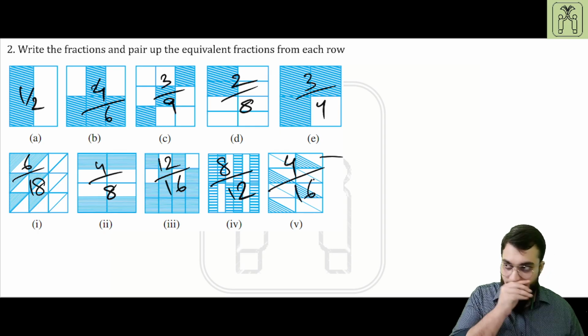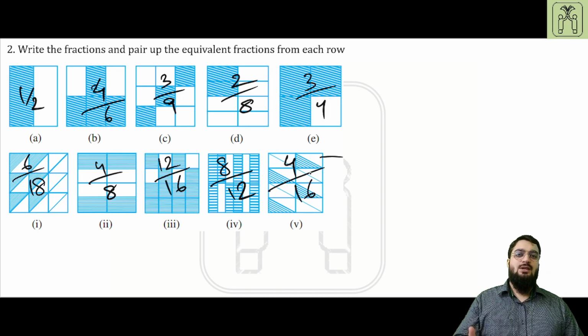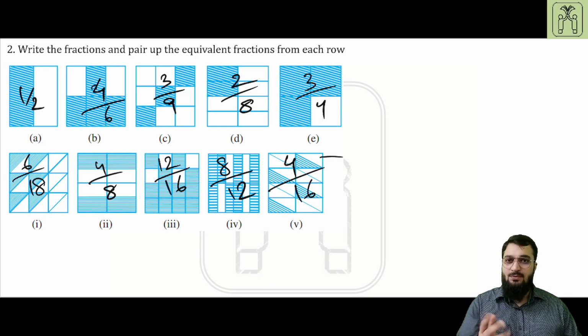So just do it on your own. This is just a counting. You have to count the number of shaded, you have to count the number of not shaded. The numerator will be the number of shaded, the denominator will be the summation of shaded and the not shaded, or the total number of components or divisions of that particular figure.